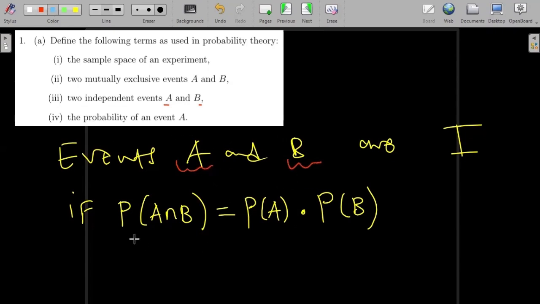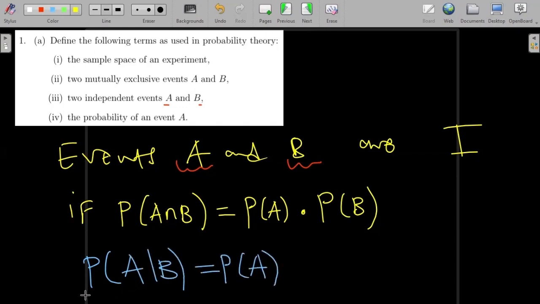If you don't want to use this definition, we have an alternative definition to define independency. We're going to say two events, A and B, are independent if the probability of A given B is just the same as the probability of A. We know that this here gives us the conditional probability. So if the conditional probability of A given B is equal to the probability of A, then we're going to say that the events A and B are independent. Another form of this definition here, we're just going to say probability of B given A.